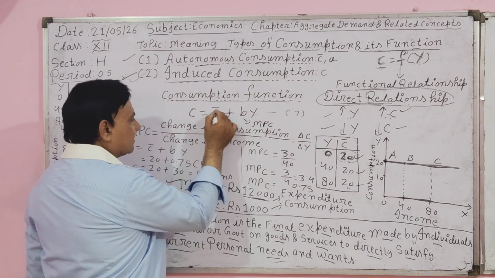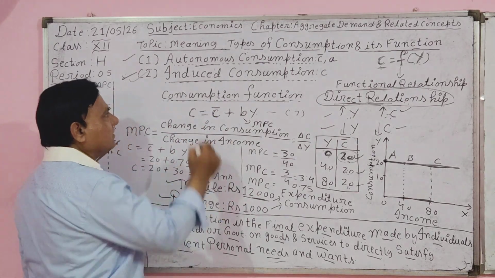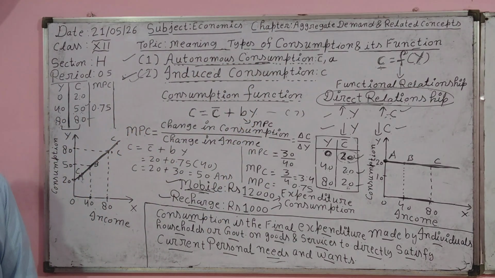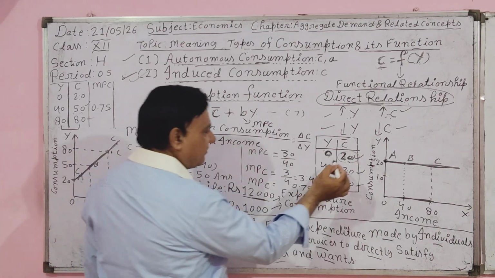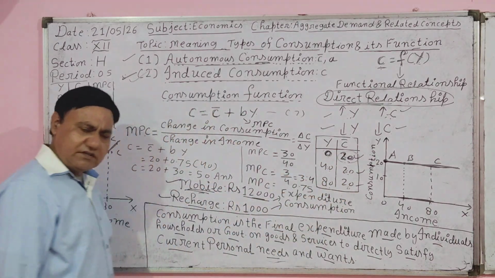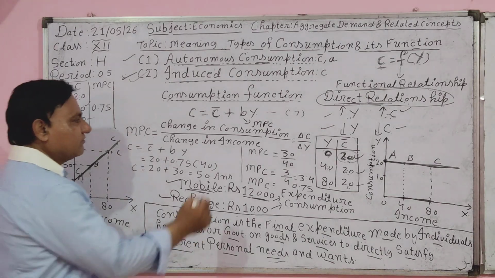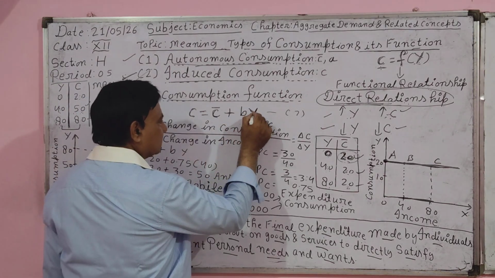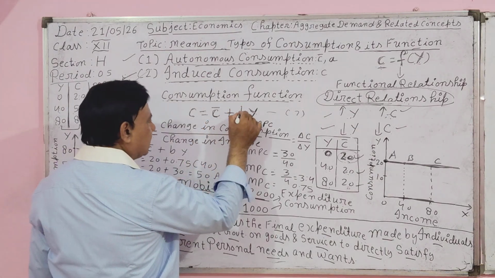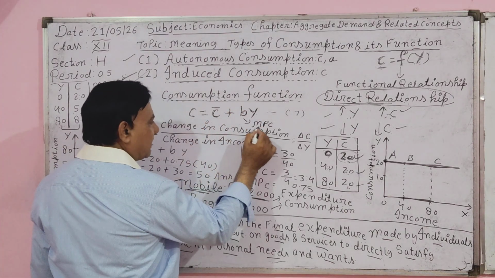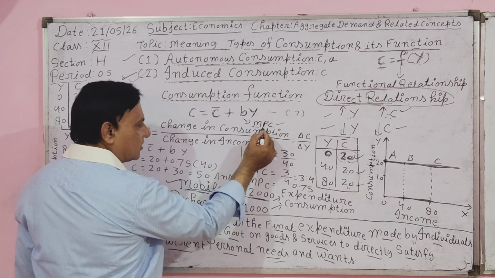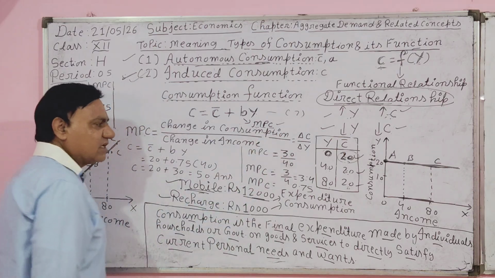In this equation, C bar stands for autonomous consumption. Autonomous consumption is that type of consumption in which amount of consumption remains same, either income increases or decreases. Y refers to income, level of income. B, small b, stands for MPC. The full form of MPC is marginal propensity to consume.